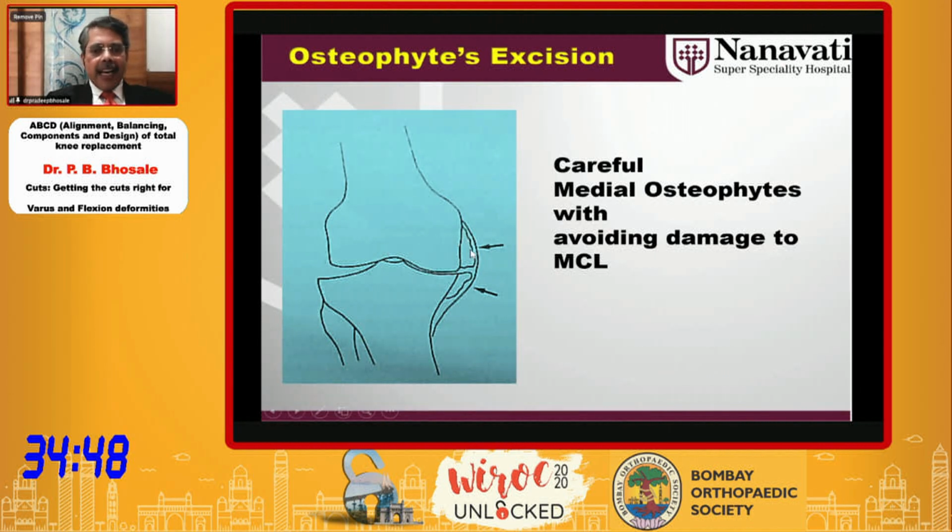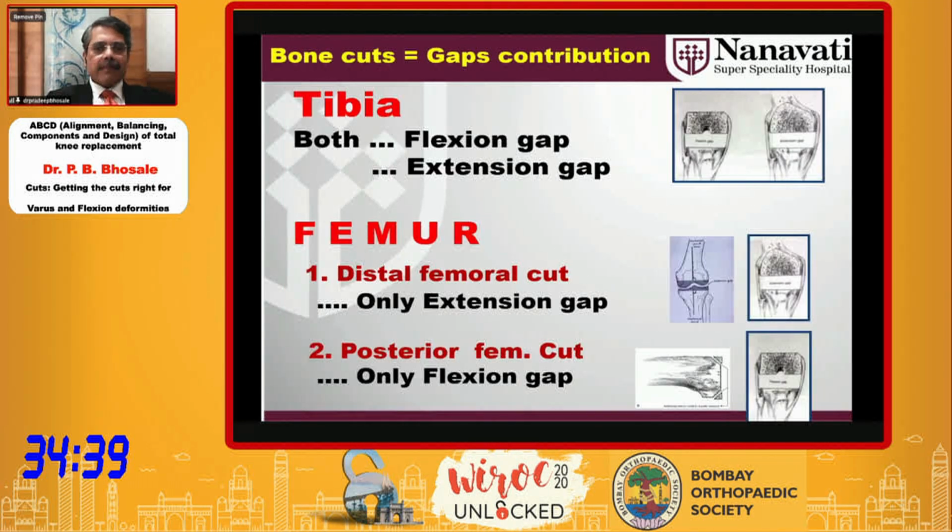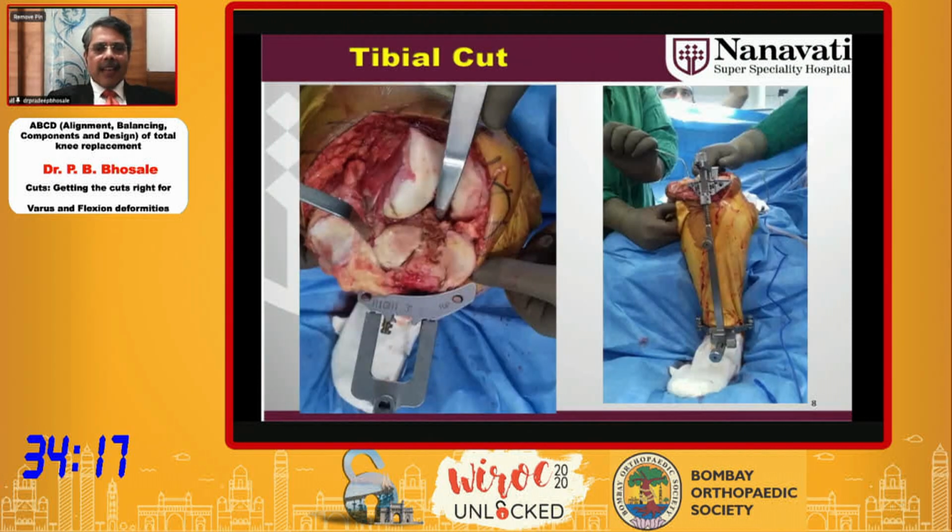So right from the basic thing, first thing is after exposure, you go and remove all the osteophytes, and you have to carefully remove the osteophytes, preventing any damage to MCL, and it gives a significant release. And as you know, the tibia contributes to both the flexion and extension gap. Distal femur is only extension gap, and posterior femur is flexion gap. So normally we go for the extension gap first, and there is little adjustability with the rotation. I'll come to that. So these are all basic things.